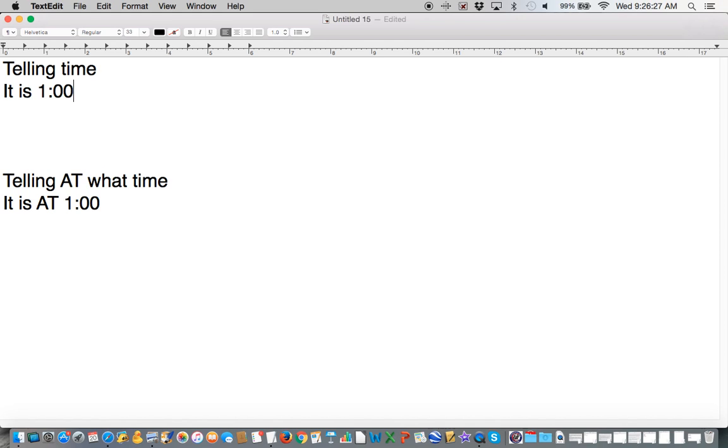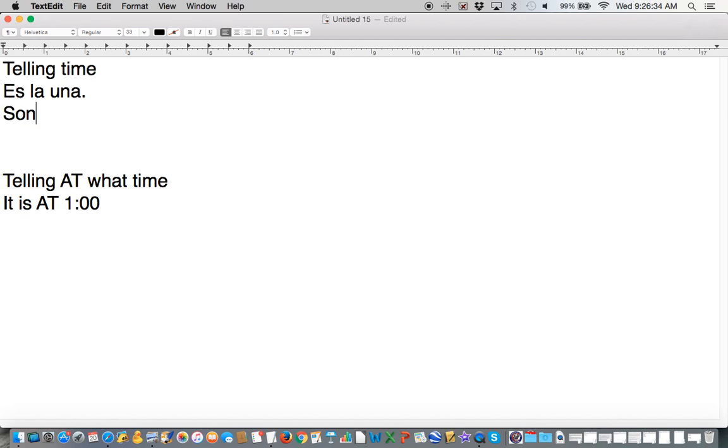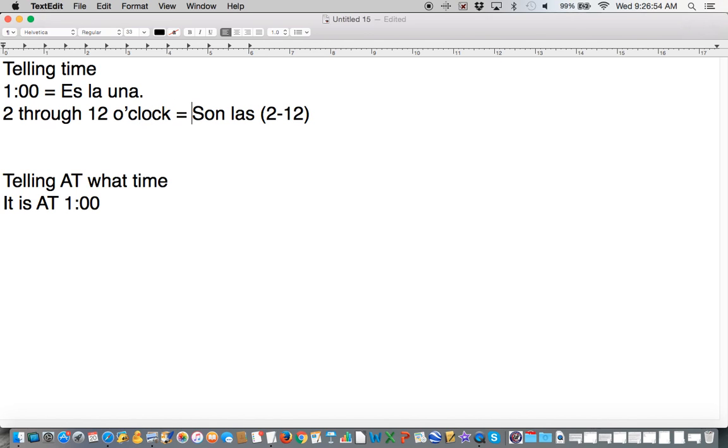But now in Spanish, what we've got here is es la una for telling it is 1 o'clock. Then we got son las for the other numbers. Any time of the day is going to start with son las except for 1 o'clock. 1 o'clock starts with es la una. 2 through 12 are the others. They use son las.